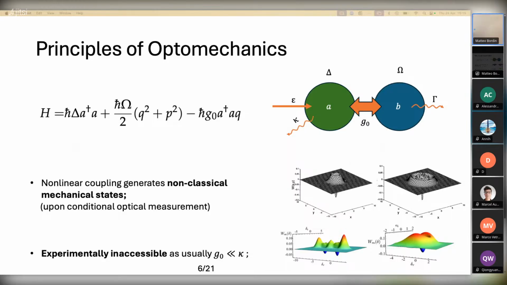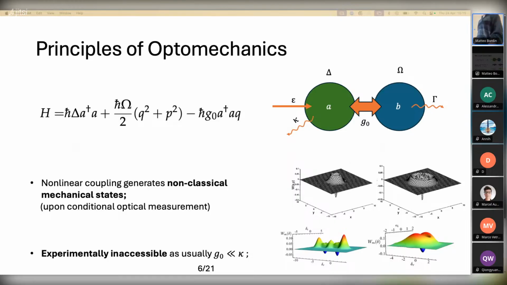Before proceeding, this is a real world setup. A is the cavity mode, B is the mechanical mode. They interact with g0. They oscillate with capital Omega, and Delta is the cavity detuning, between the cavity frequency and a drive that drives the cavity.